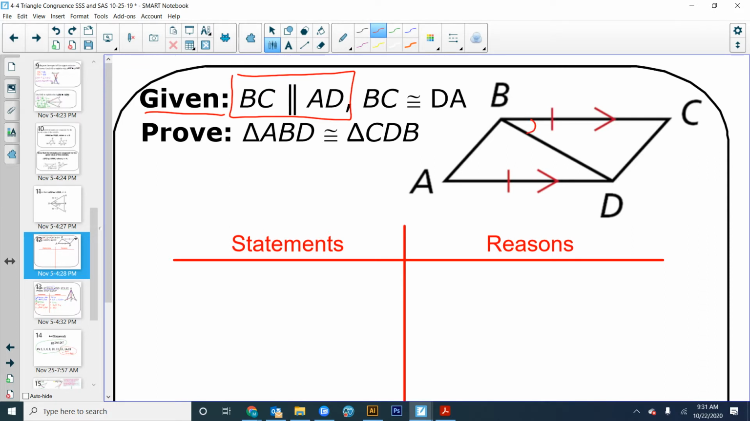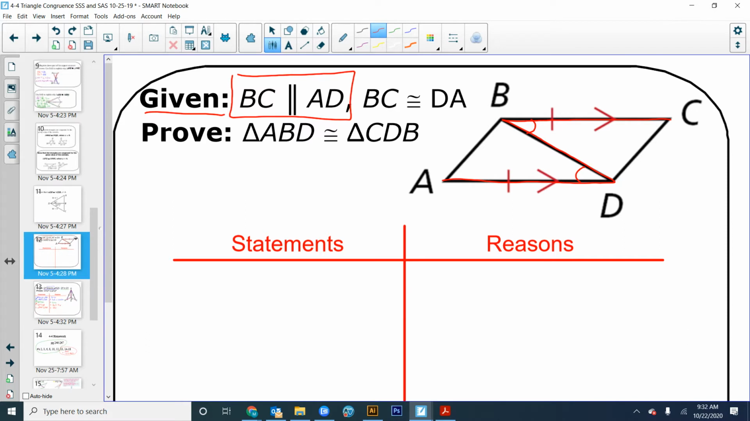Alternate interior. Do you see how those are the ones that are formed by that Z? Remember the Z we have for alternate interior? Those angles are on alternating sides of the transversal, and they're on the interior of the parallel lines. If two sets of segments are parallel, alternate interior angles are congruent. Look for that. If you see parallel, you should go straight to alternate interior angles. That's a pair of angles that are congruent.